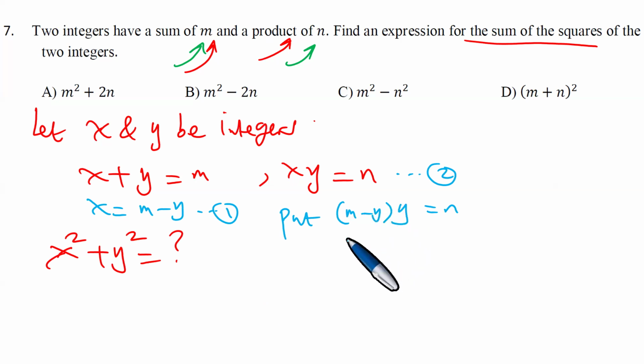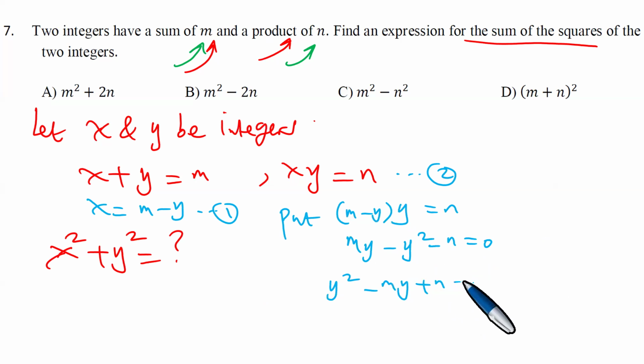So this is quadratic, meaning it's my minus y squared minus n equals 0. Move this one to the other side. Y squared minus my plus n equals 0. Y squared minus my plus n equals 0.